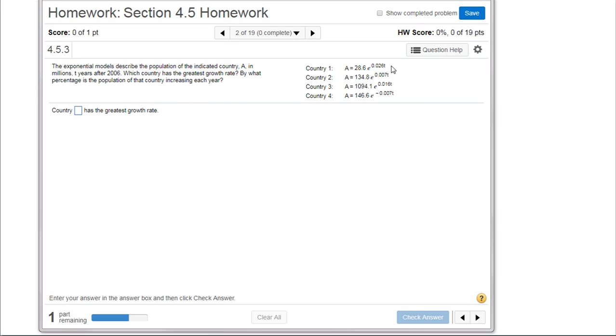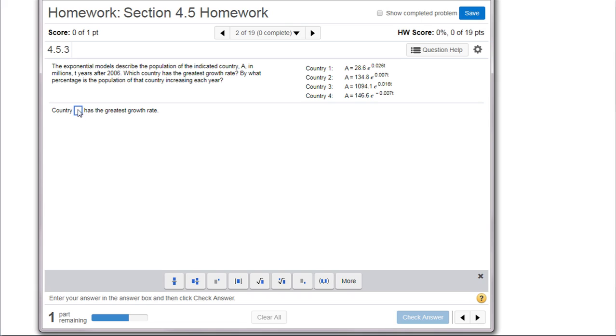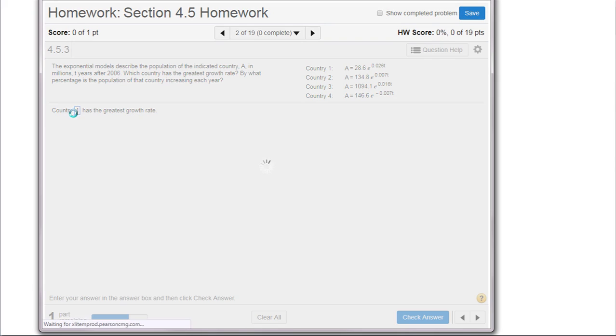So the growth rates k are right up here in the exponential functions: 0.026, 0.007, 0.016, and negative 0.07. 0.026 is greater than all the rest, so country 1 has the highest growth rate.